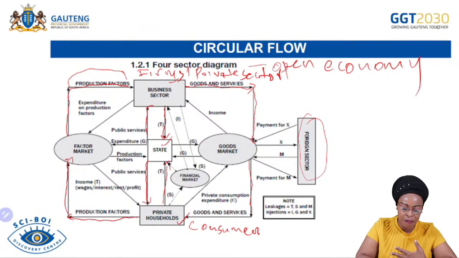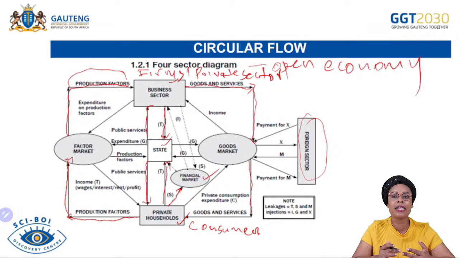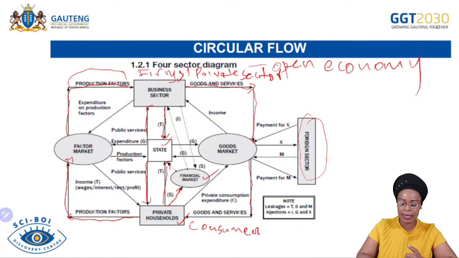We even have the financial markets. We have the financial markets here which provide loans, for example, to the businesses. We also have private households who can decide not to spend their income but save it with the financial sector. So let's move forward so that explanation can take place.